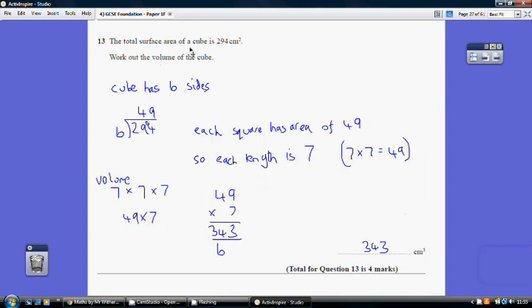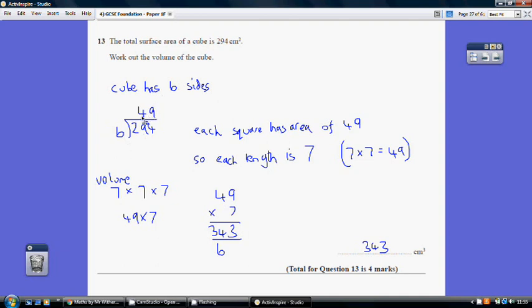So, question 13. So we're given that the total surface area of a cube is 294. So think about a cube, like a dice, and the surface area is as if you were covering it with wrapping paper. So covering each of the sides, the total surface area is this. So how many sides does a cube have? Well, it has 6. So what is the area of each of these 6 sides? Well, we're going to do 294 divided by 6. Giving me 49.